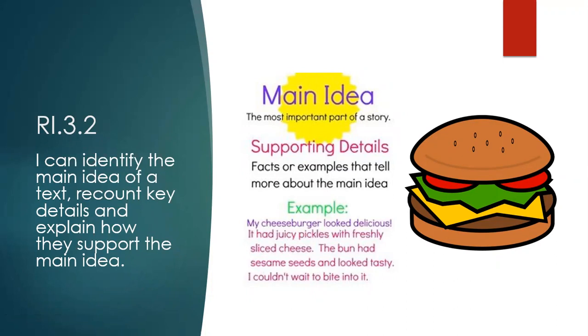For example, my cheeseburger looked delicious. That is our main idea sentence. The supporting details that go along with it are: it had juicy pickles with freshly sliced cheese. The bun had sesame seeds and looked tasty. I couldn't wait to bite into it. So there's our first standard of the week.